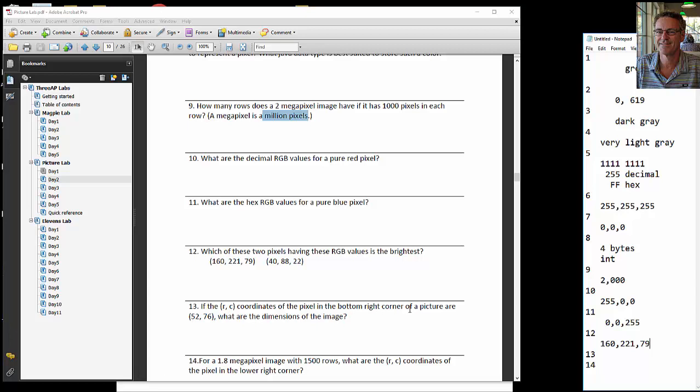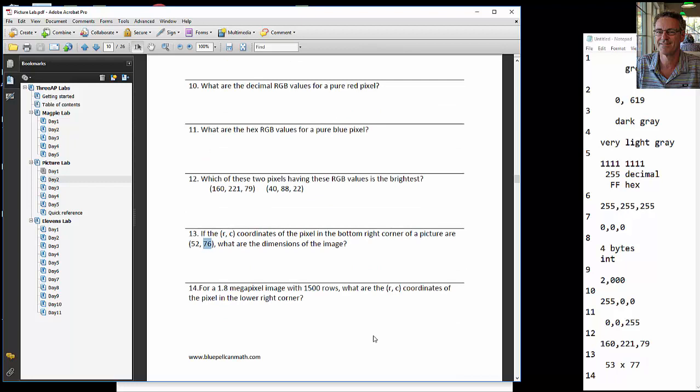13. So the bottom right corner is 52, 76. So that means it's 53 rows by 77 columns, right? Because 0 through 52 makes 53, and 0 to 76 makes 77.